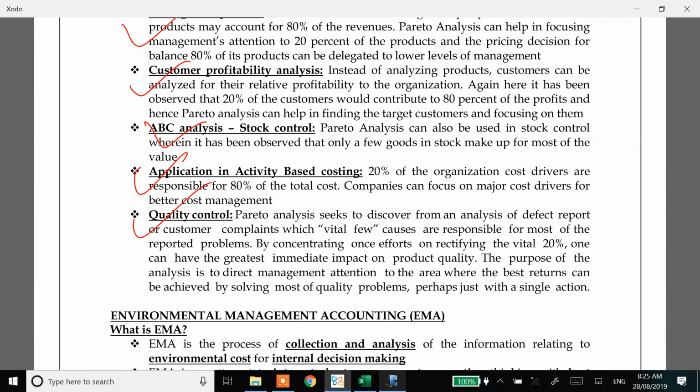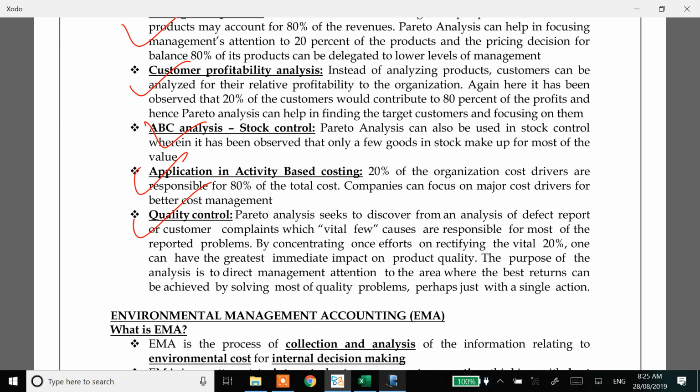Now, in Pareto's analysis, we construct something called a Pareto's table and a Pareto's chart. What you do in a Pareto's table is you classify the items in the descending order of value. Now, a Pareto's chart can be based on sales. If you are doing it on the basis of sales, whatever products you have, classify them in the descending order of sales value.